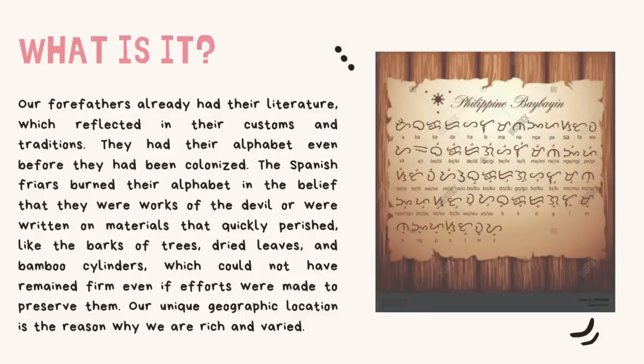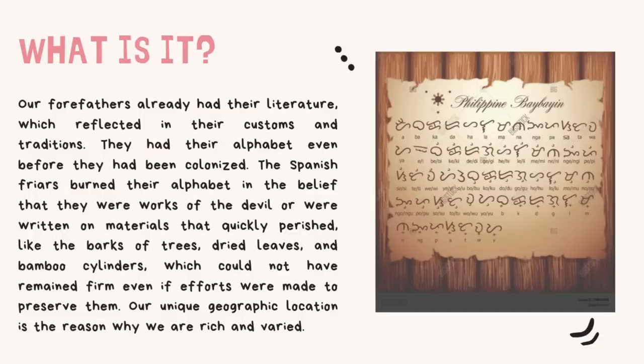Our forefathers already had their literature, which reflected in their customs and traditions. They had their alphabet even before they had been colonized. The Spanish friars burned their alphabet in the belief that they were works of the devil or were written on materials that quickly perished, like the barks of trees, dried leaves, and bamboo cylinders, which could not have remained firm even if efforts were made to preserve them.